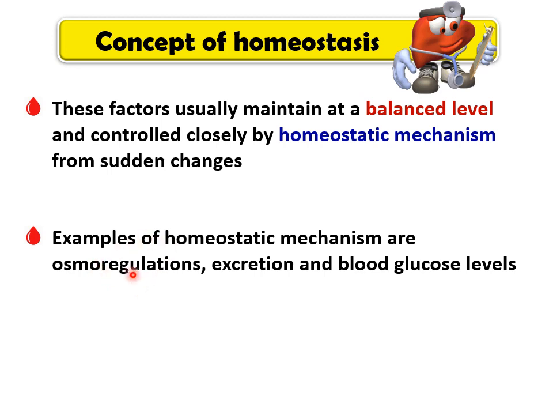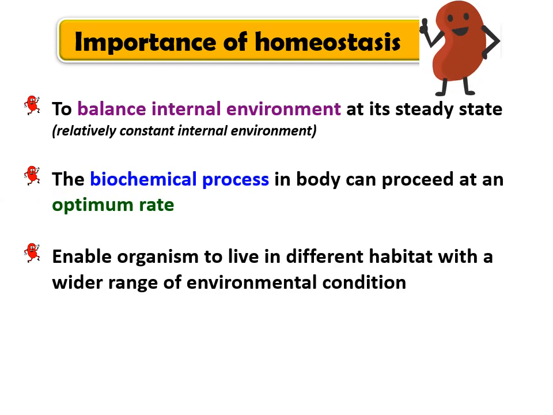So what is osmoregulation? Osmoregulation is control of the water balance in the body. And excretion is the removal of waste products which would become toxic if allowed to remain in the body. Importance of homeostasis is to ensure the optimum internal environment that enables body cells to function effectively, and it also enables organisms to live in different habitats with a wider range of environmental conditions.